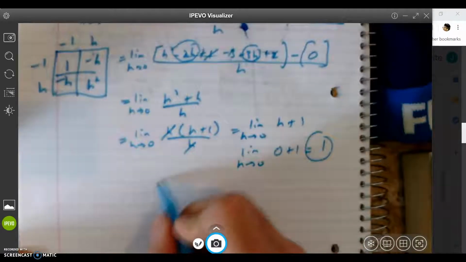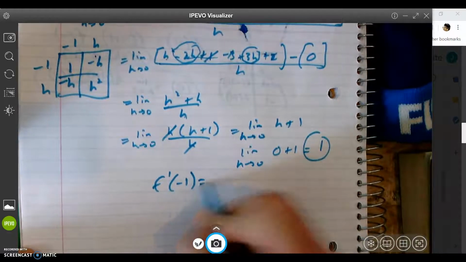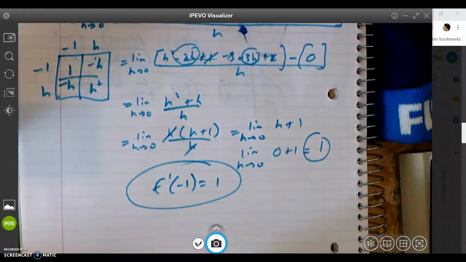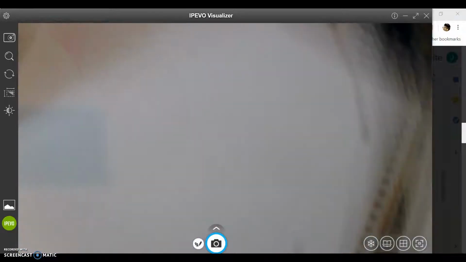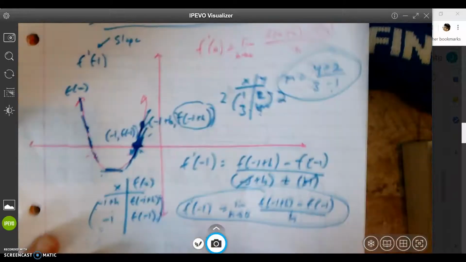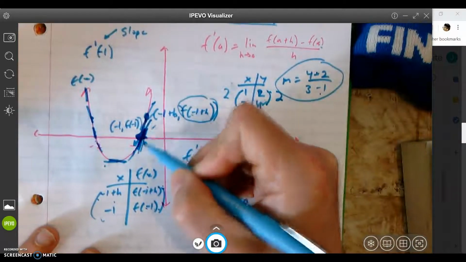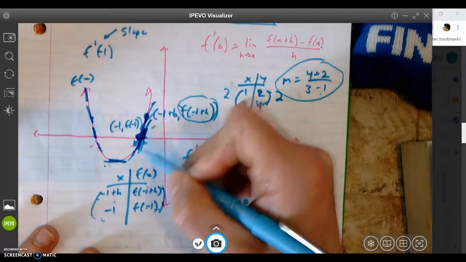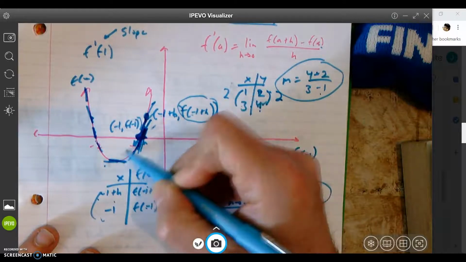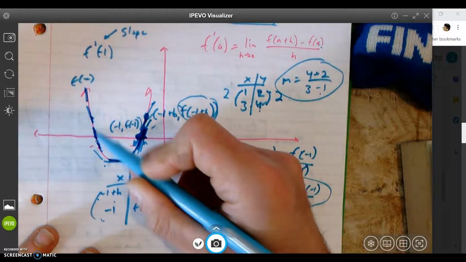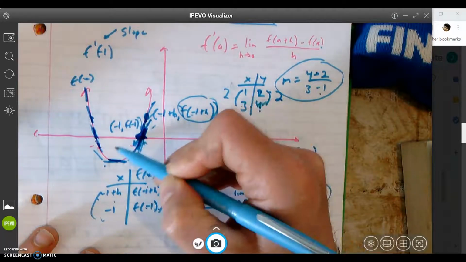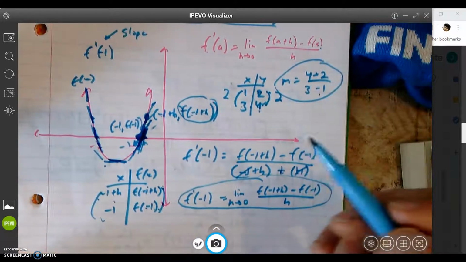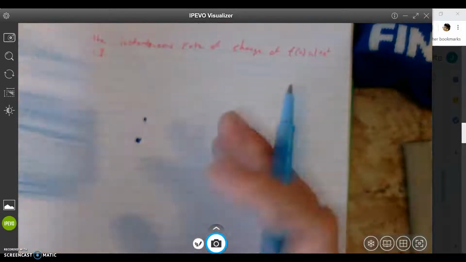And so that is the instantaneous slope at negative 1, right there. So the slope at negative 1 is 1. If you look back at our original picture, the slope at exactly this point, negative 1, is 1. The slope at every other point is different. This slope is negative, these slopes are positive, but this slope right here at this point, negative 1, is 1. That's what we just figured out. So now we know. We good.